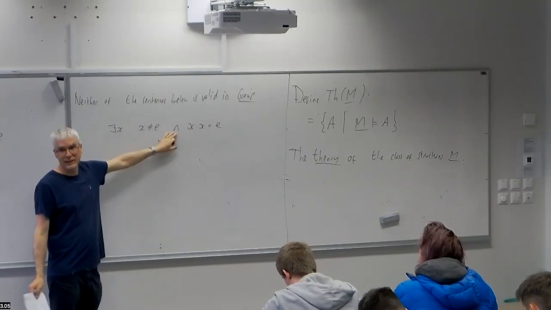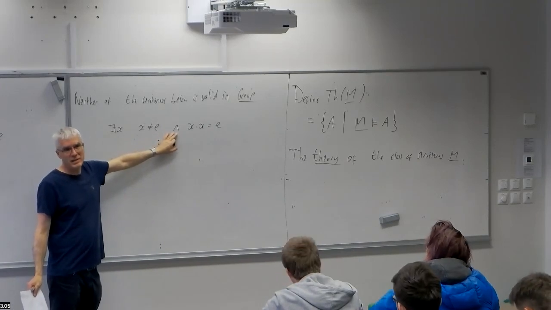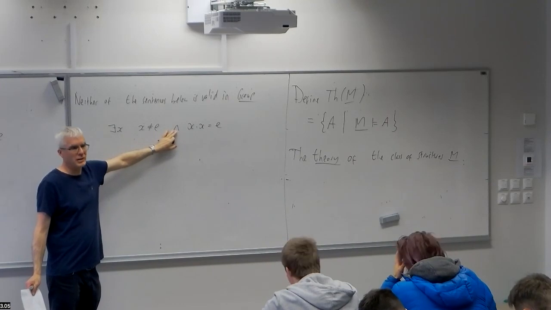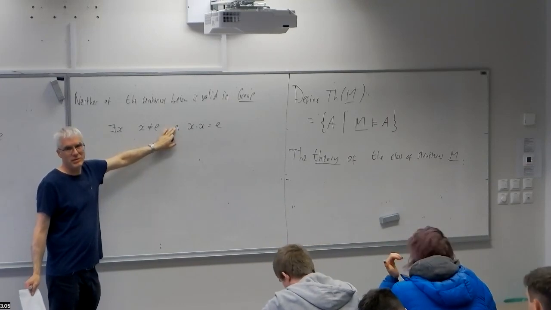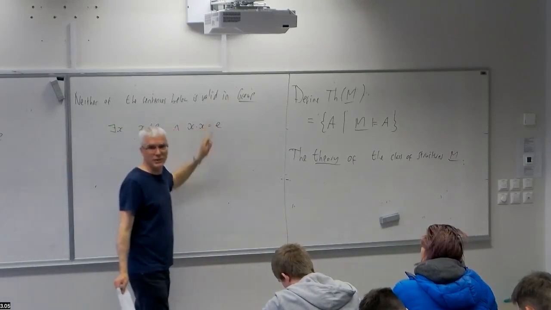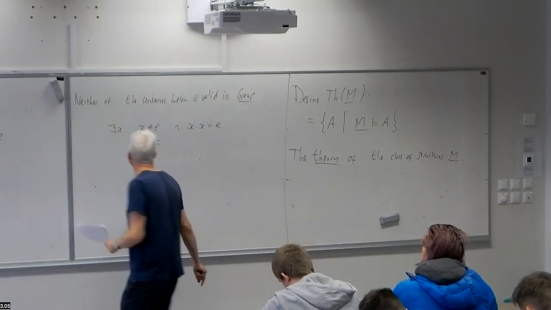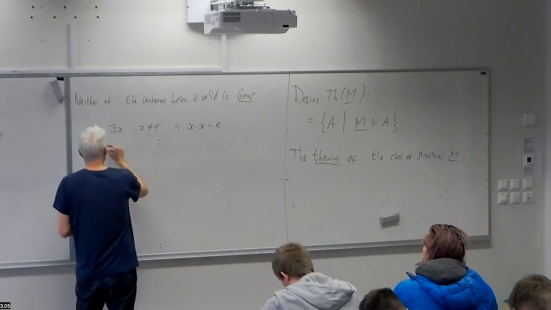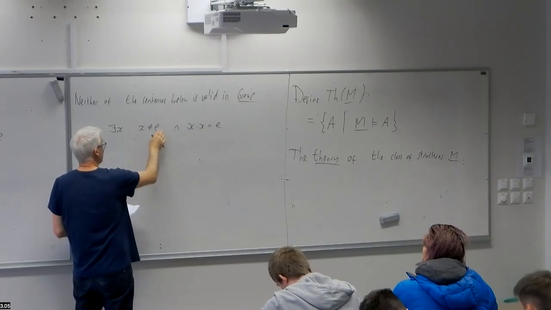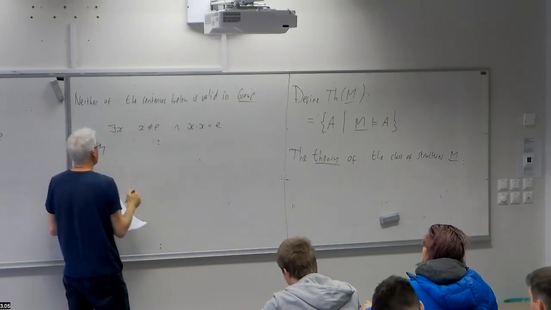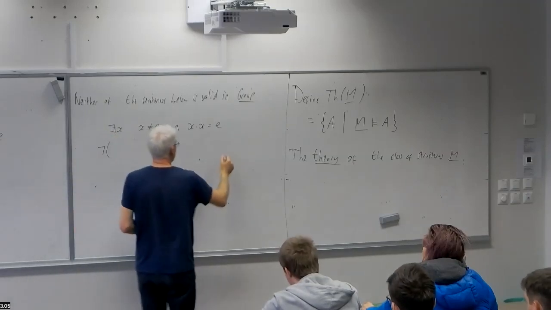So this is not valid because, yes, there do exist some groups that have an element of order 2, but not every group has an element of order 2. For example, the cyclic group on 3 elements has no element of order 2. So neither of the sentences is valid. It's not valid, but also this sentence is not valid.